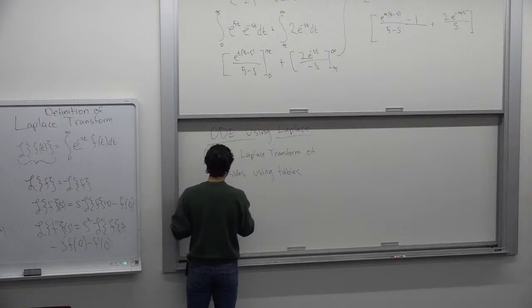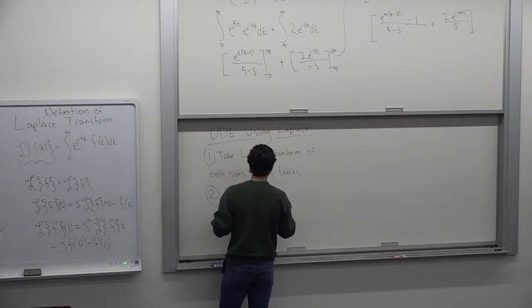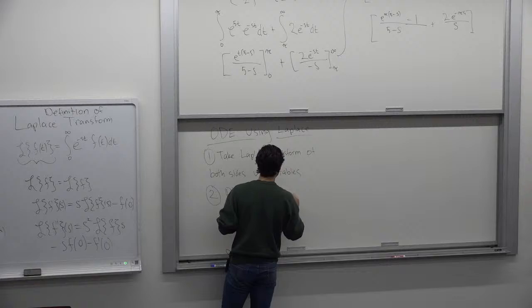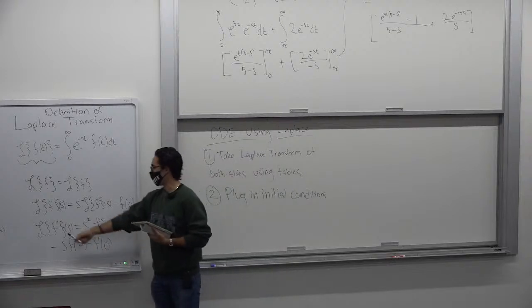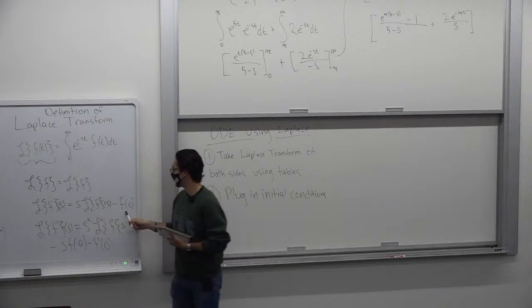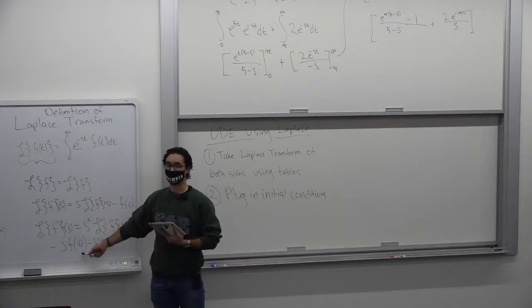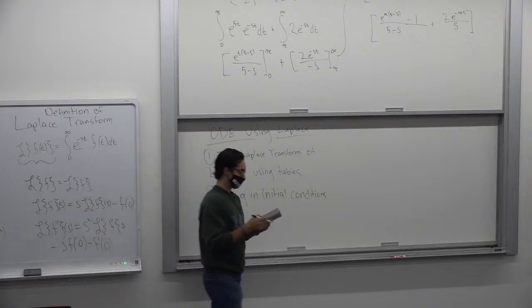Two, we're going to plug in our initial conditions. So right here, if we have a second derivative or a first derivative, we're going to have f of 0 here, s f of 0, or f prime of 0. So we're going to plug in our initial values that are given.